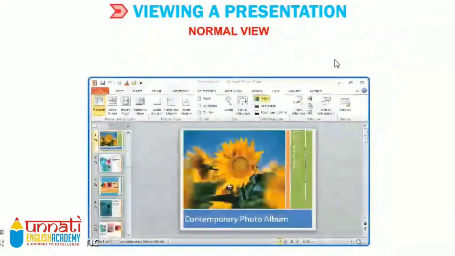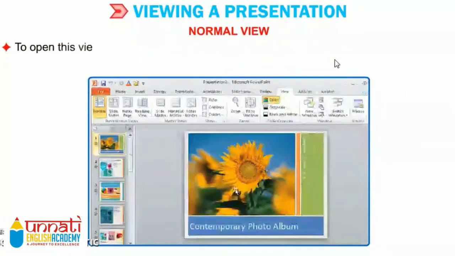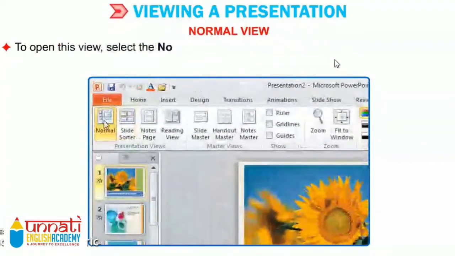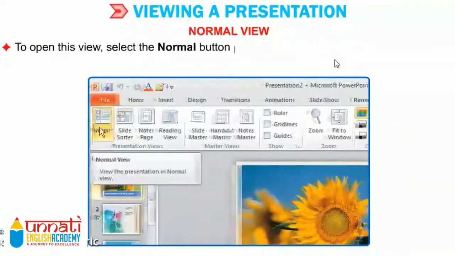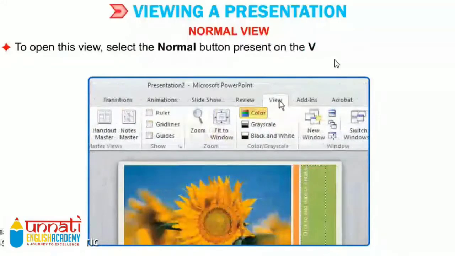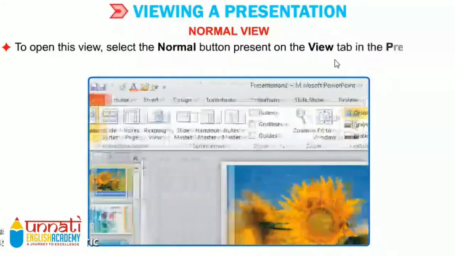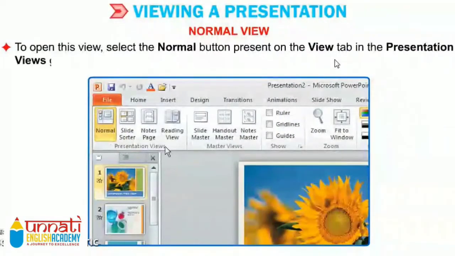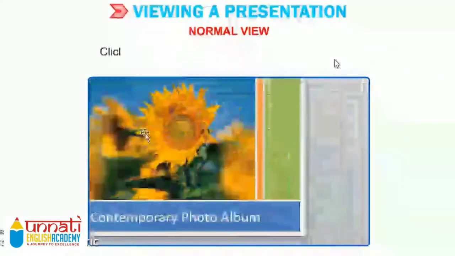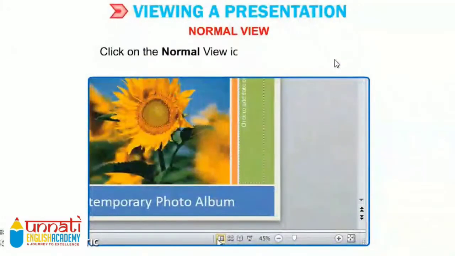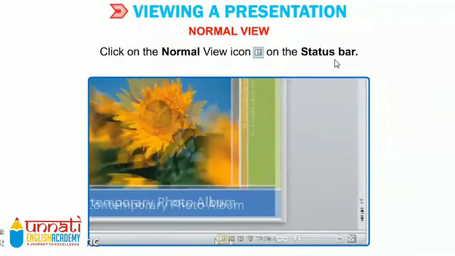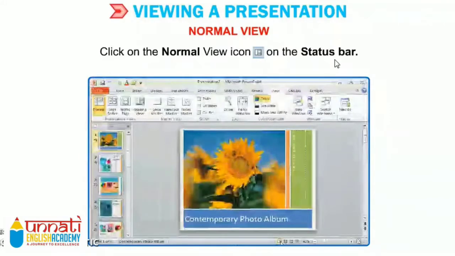If you want to open the normal view, select the normal button present on the view tab in the presentation views group. So this is the first method to go to the normal view. Go to the view tab and click on the normal button, or else click on the normal view icon present on the status bar. So on the status bar also there is an icon available for the normal view.